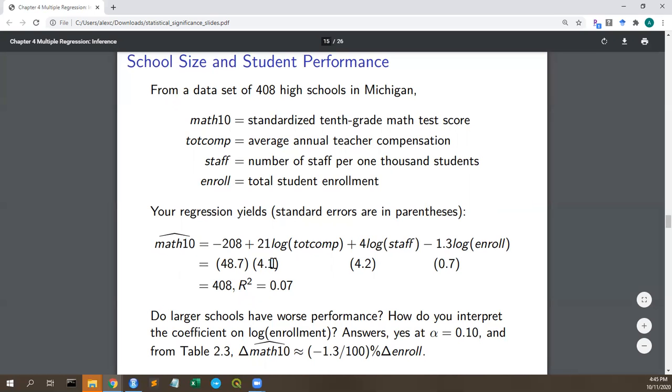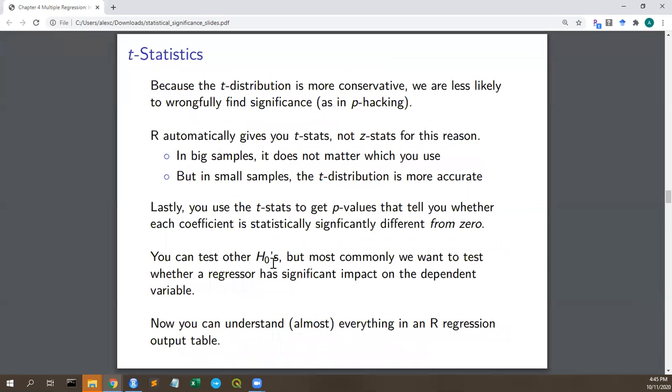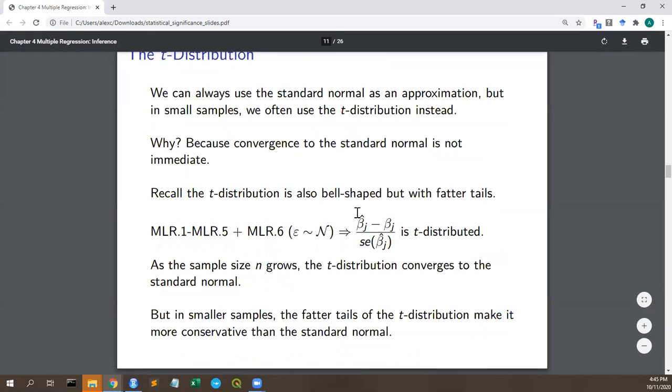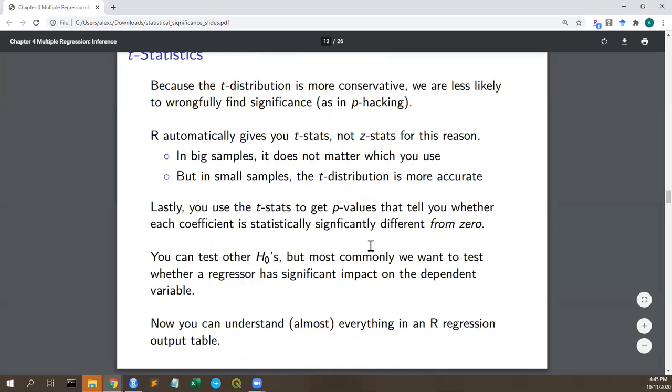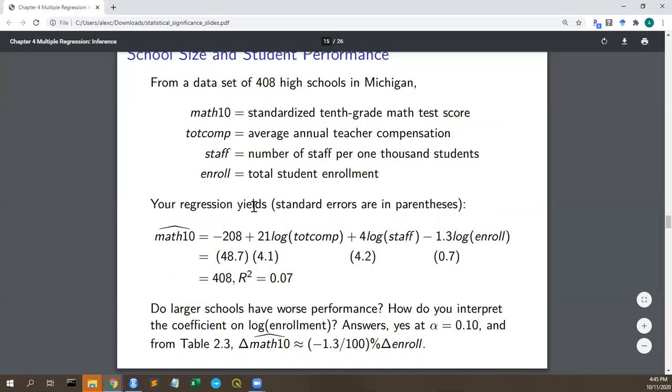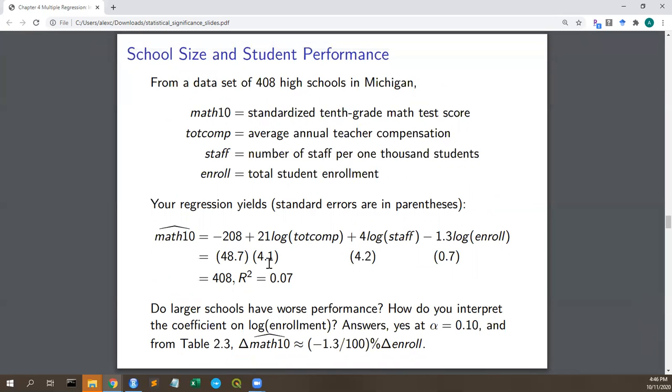So if we do that simple math that we had before, where we're always going to test if this is 0, you'll have beta j minus 0 divided by standard error. So we'll have 21 minus 0 divided by 4.1. That's going to be almost like in the sixes, I think, for the t-stat. And a t-stat of 6 is quite large, especially for a sample size of 408. This is probably going to be significant.